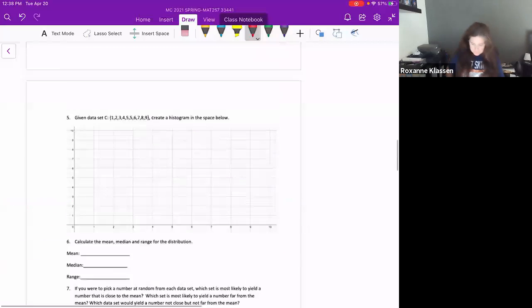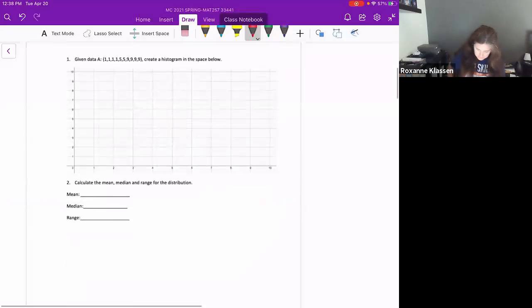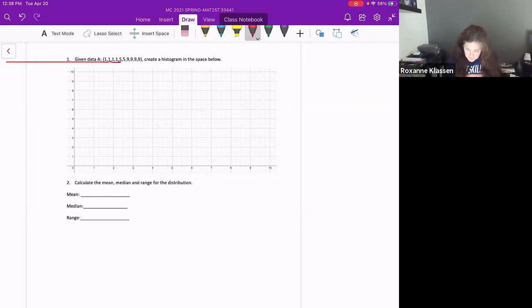Okay, so on number 1, here's the data. We have no context. We just have data. It wants us to create a histogram in the space below. Now, some of you are like, wait, histogram is usually grouped data. This seems a little weird, whatever. So I'm going to show you what it should look like. We have 4 ones. So I'm going to go to this 1 and I'm going to go up to 4. I could use a very nice straight edge, but there are lines on here, so it shouldn't be too terrible. There's my 4 at number 1.